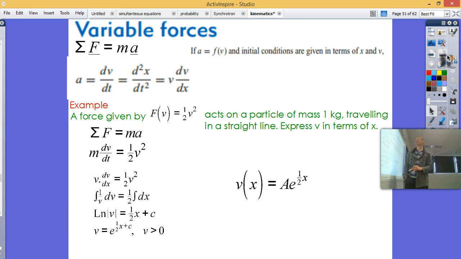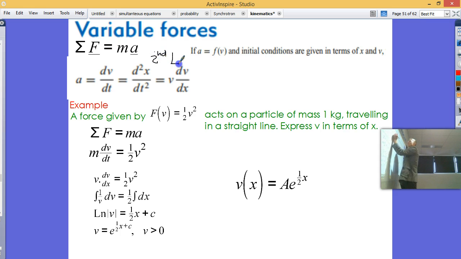So first off, we've got the idea of a variable force. A variable force is a force that depends on another parameter like time or position or maybe even velocity. Okay, so starting with Newton's second law, F equals ma. We have all the resultant forces. That is your resultant force.